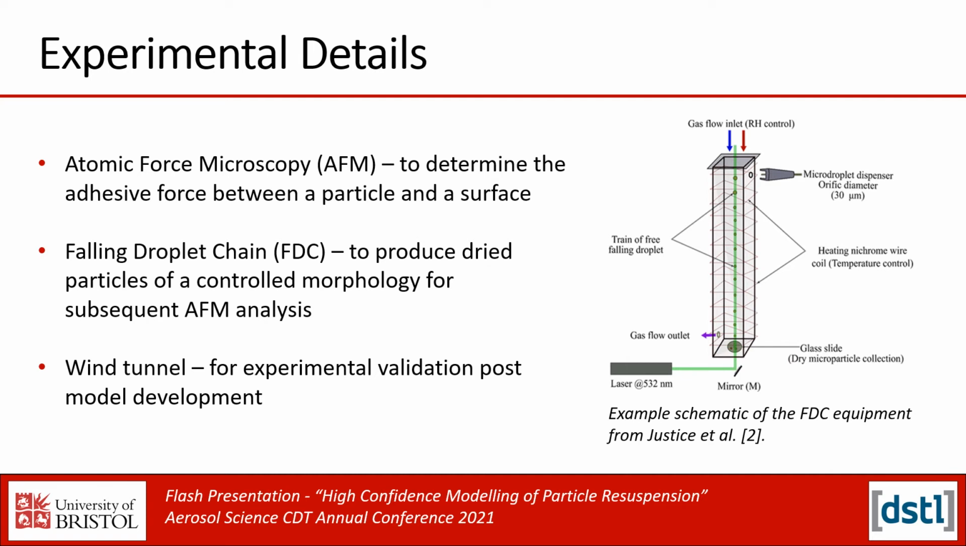And so finally, in terms of the experimental methods we might use to achieve the goals on the last slide, we'll be using atomic force microscopy to determine the adhesive forces between particles and different surfaces. But in order to use AFM, we'll be requiring particles to investigate. And this is where a novel method from the University of Bristol comes in, which is the falling droplet chain equipment on the right hand side, where essentially you dry a solution in very specific conditions to end up with particles of a controlled morphology at the end. And this can be used to create the samples for AFM analysis.